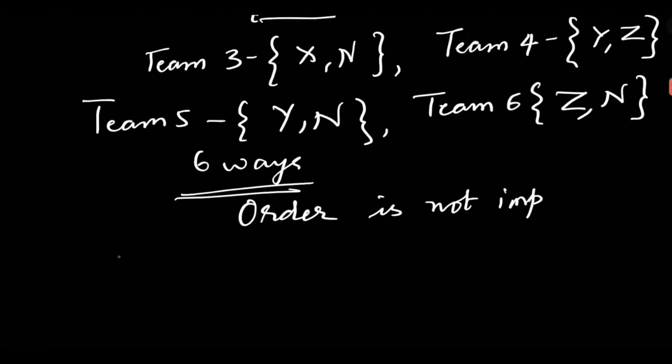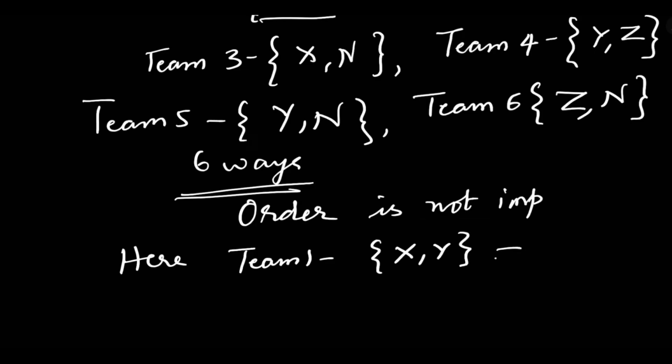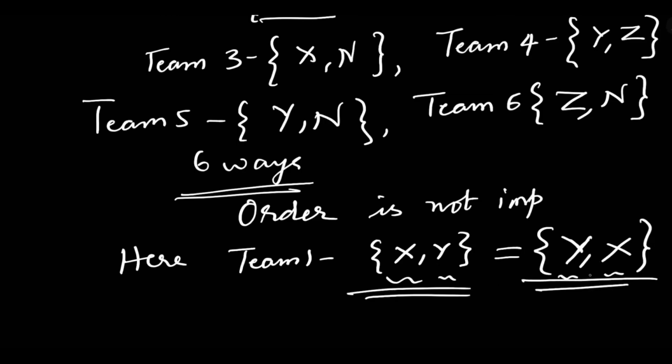Order is not important, because say for example in team 1 you have x, y, it is the same as y and x, right? When you say you have 2 members, you can say anybody's name in the beginning, and then later on you can say the other player's name, right? X, y is the same as y, x here.